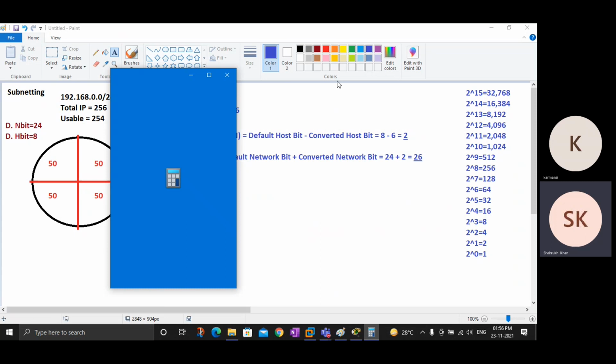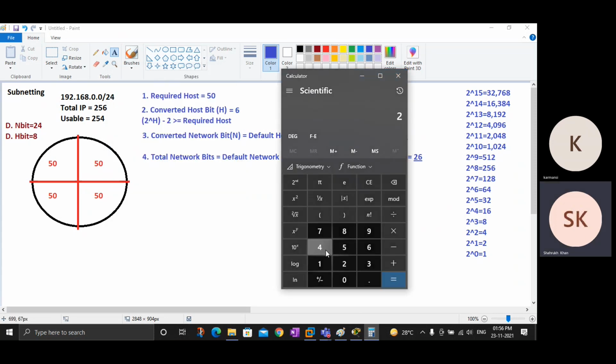Like if you put something into power, you need 50 hosts. So let's start with 4. 2 raised to the power 4, that's 16. It is way less than 50, so it's not true. So 2 raised to the power 5, it's 32, still smaller. Then go to 2 raised to the power 6. We got 64, minus 2 from that, we got 62. That is greater than our required hosts. So that means the value of h is 6.